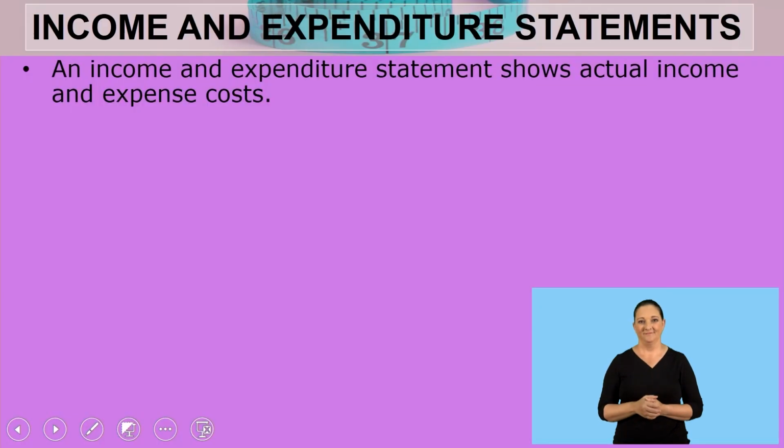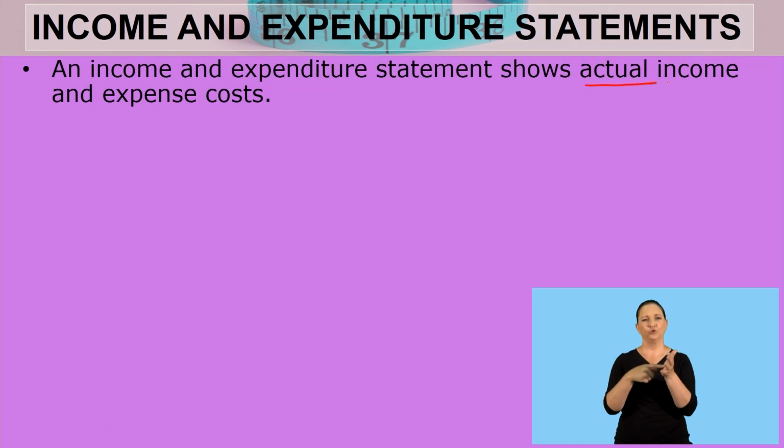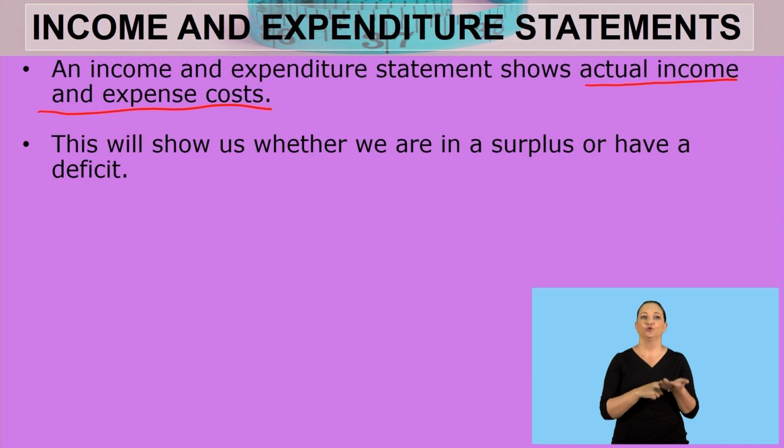Welcome back, everyone. Let's pick up with income and expenditure statements. An income and expenditure statement shows actual income and expense costs. Unlike a budget where we worked with estimations, this is actual costs. This will show us whether we are in a surplus or a deficit.